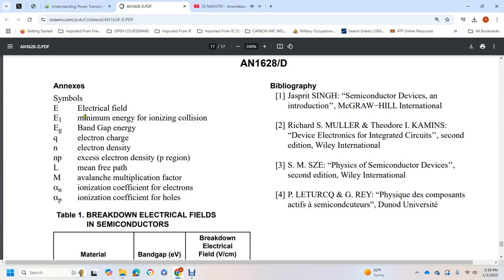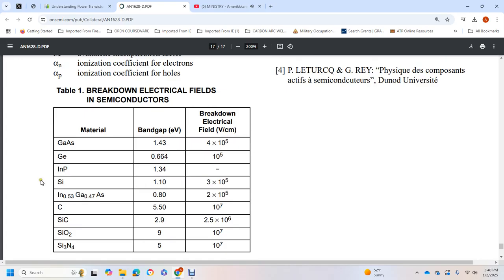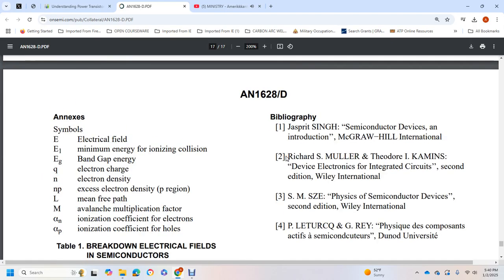Annexes: E is electric field, E1 minimum energy for ionization collection, EG band gap energy, q electron charge, n electron density, NP electron density in the positive region, L mean free path, M avalanche multiplication factor, alpha N ionization coefficient for electrons, alpha P ionization coefficient for holes. Table: breakdown material, gamma breakdown electric field in volts per centimeter. Bibliography.